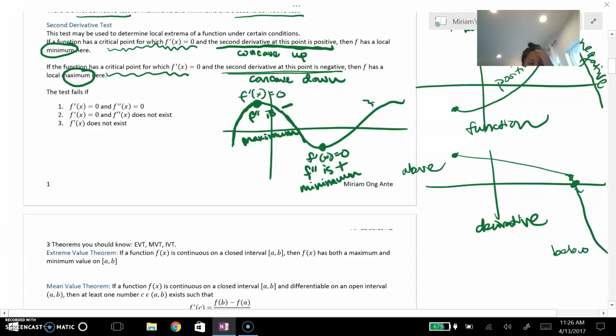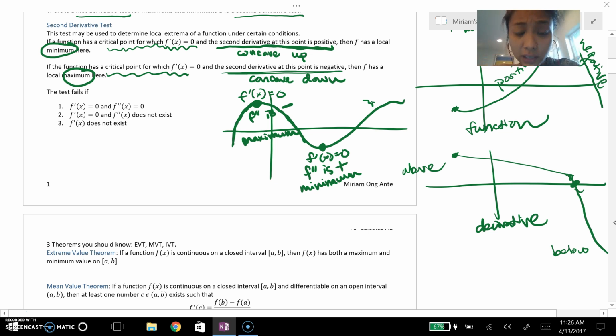So that's the beauty of the second derivative test. It mixes in the information we have from the first derivative, meaning equals 0 for the critical point, and the second derivative. So if it's positive, it's concave up. If it's negative, it's concave down. So you're mixing those two pieces of information.